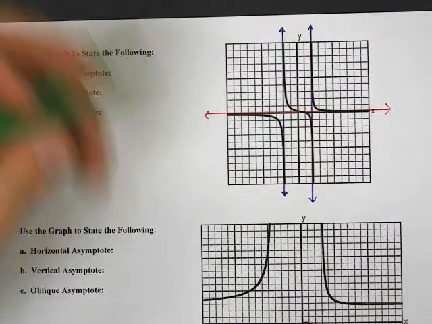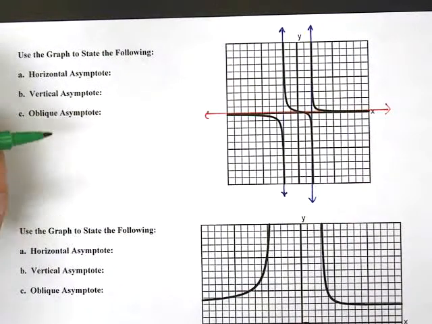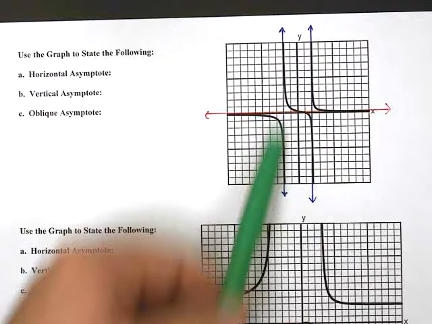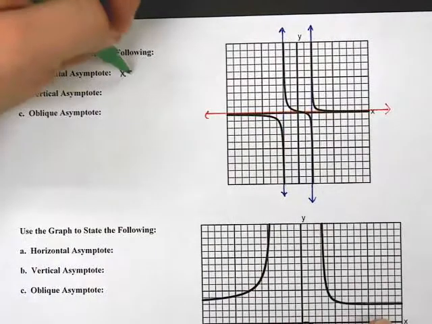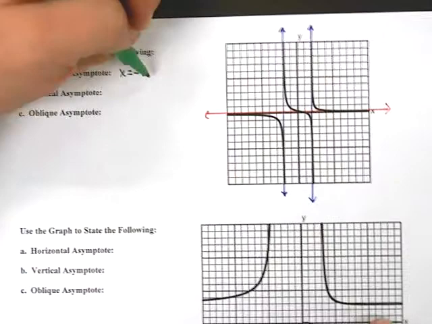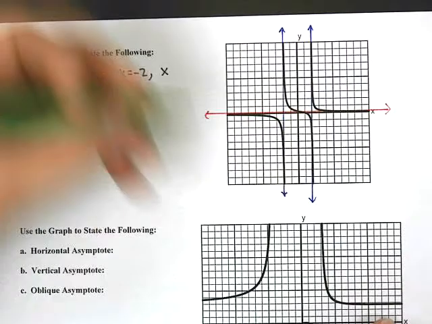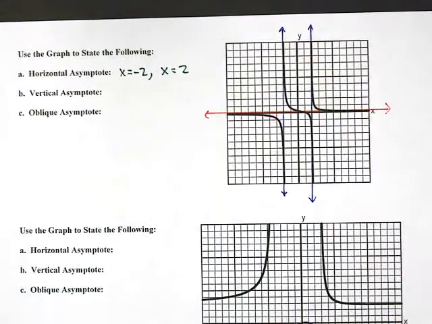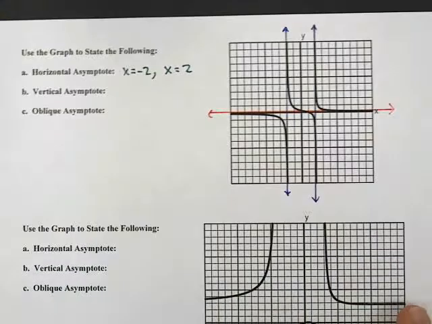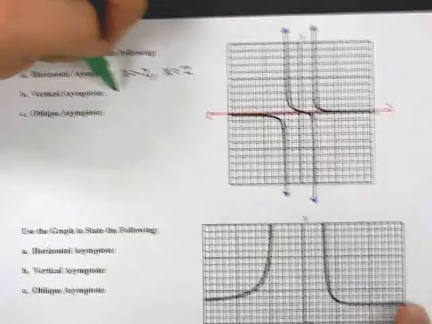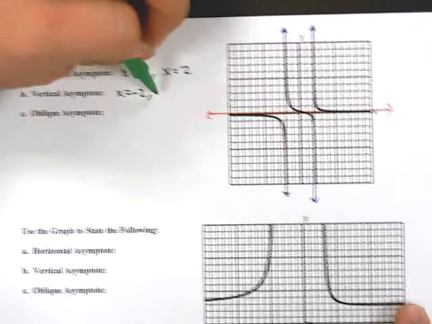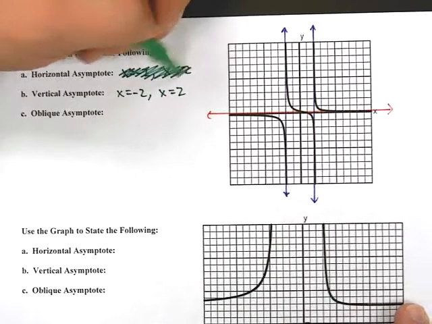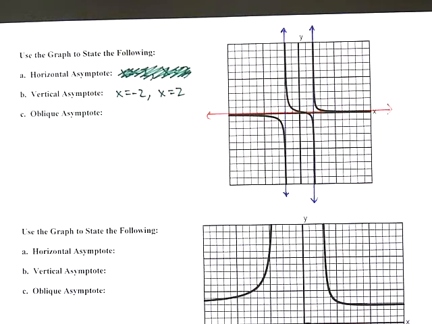Horizontal asymptote, or asymptotes. Didn't we say there's 2 of them? There's one at negative 2. So we have one at x equals negative 2. And we have another one at positive 2. Alright, so 2. Oh my gosh, guys, I'm so sorry. I'm just out of sorts this morning. Okay, my bad. Vertical asymptotes, x equals negative 2 and x equals 2.